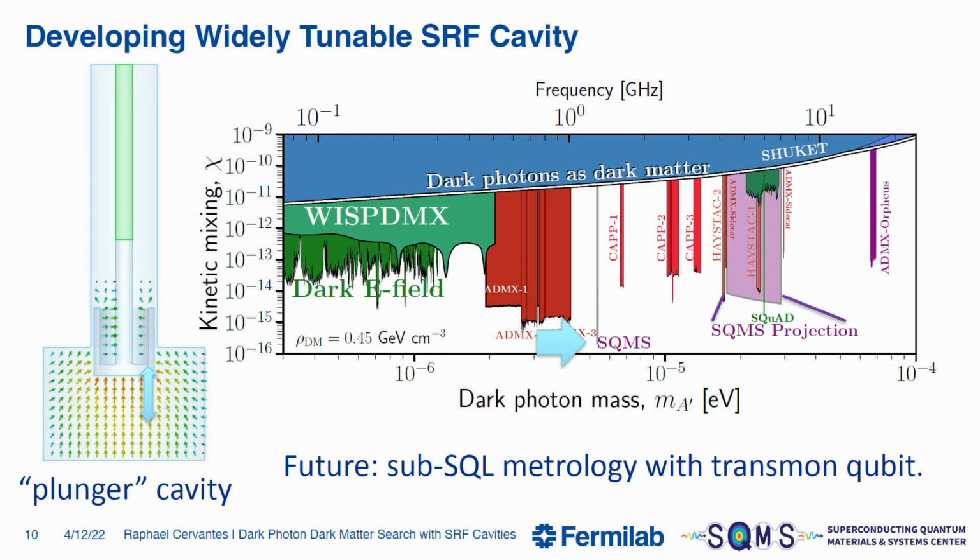So we're developing tunable SRF cavities right now that would probe more parameter space. Here's an example where you have this cavity and your tuning mechanism is just this niobium rod that sticks further into your cavity. The working title for it right now is the plunger cavity. The projected limits for that are shown right here. And then in a future phase, we're thinking of putting in a transmon qubit to implement non-demolition photon counting to subvert the quantum noise limit.